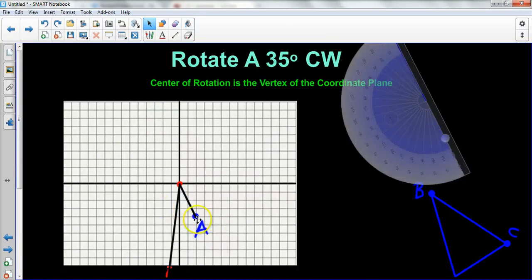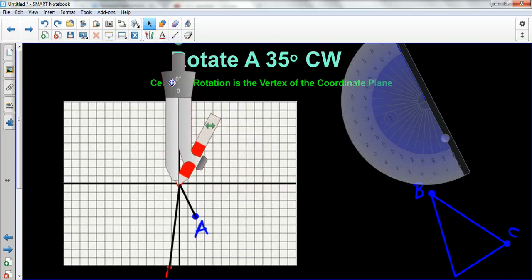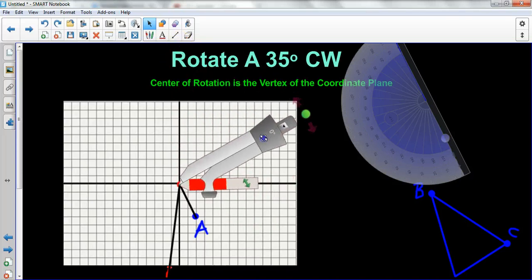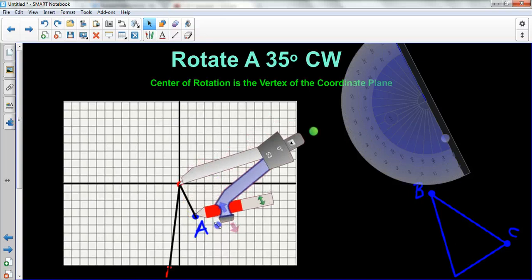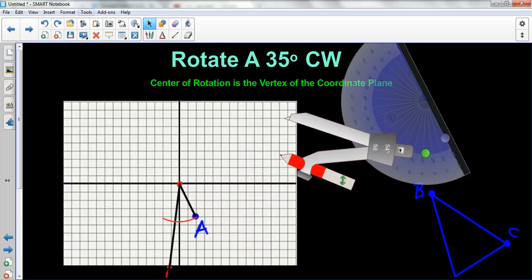Okay, so now remember when it rotates it has to be equidistant from the center of rotation, so I'm just going to use my compass and I'm just going to create a circle here. So I need to change my radius to be this distance, right? And now I can just make my circle till it intersects that line. That's really the point that I want. So A just rotated here, right? Here's A prime. Okay, now what if we had a triangle here?